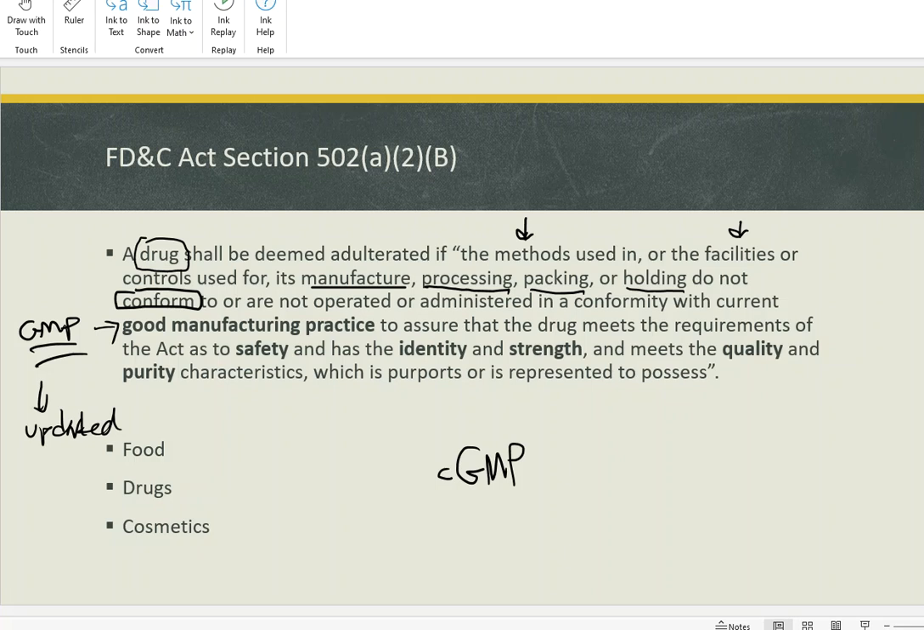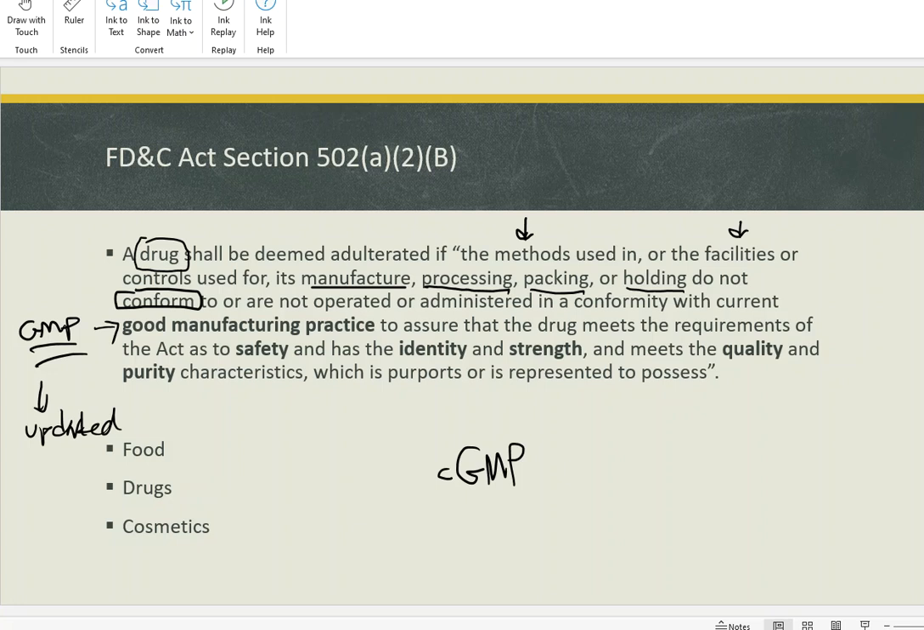All right, so it says to assure that the drug meets the requirements of the act. Okay, great, right? This is their way, the government's way of saying we're going to put something in place with these companies. We want these companies to make products, and we're going to let them choose what they want to make, and we're going to let them choose how they want to make it.